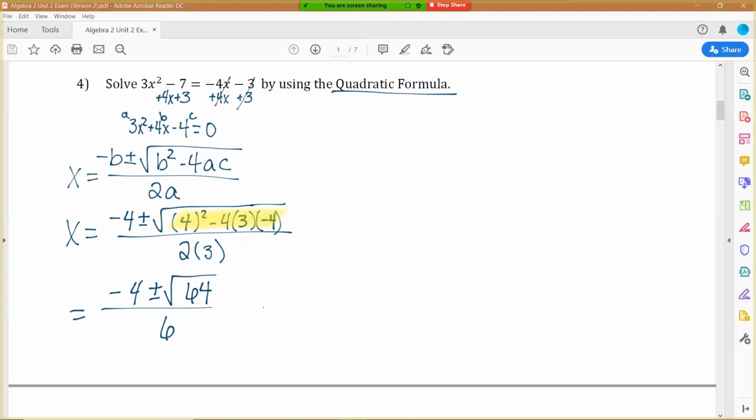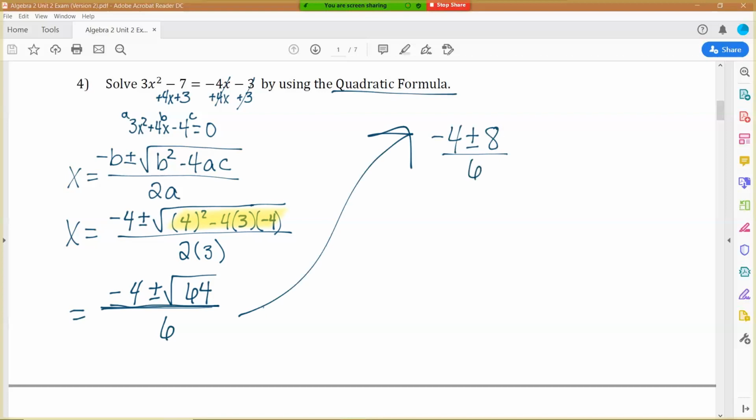Make sure you've got your fraction bar underneath all of this. It doesn't just go underneath the -4, and it doesn't just go underneath the square root of 64. It's got to go all the way across. Do we know the square root of 64? Yeah. So we're going to go up here. So -4 plus or minus 8 divided by 6.